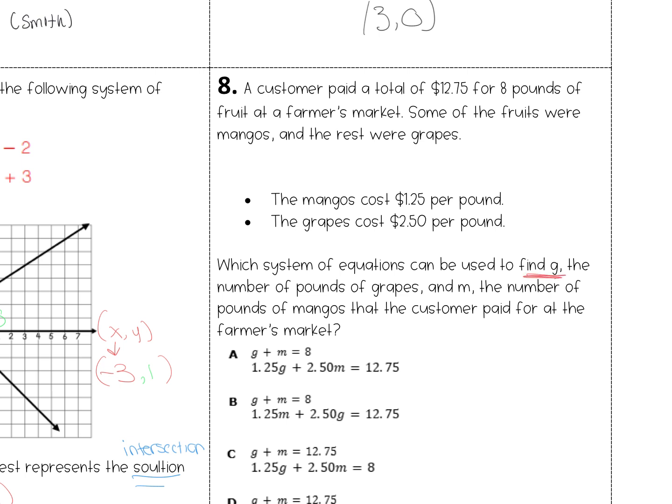G is the pounds of grapes. Let's go put a G up here. And M is the pounds of mangoes. So this is an M that the customer paid for. Other important information is I bought 8 pounds total. So I bought some mango pounds and some grape pounds, and those pounds altogether have to add up to 8.